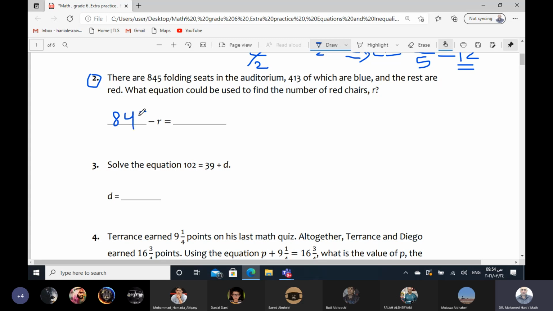845 minus R equals 413. Now I want from all of you to write this equation on your note paper and try to find the solution. What is the value of R here? Start, please.